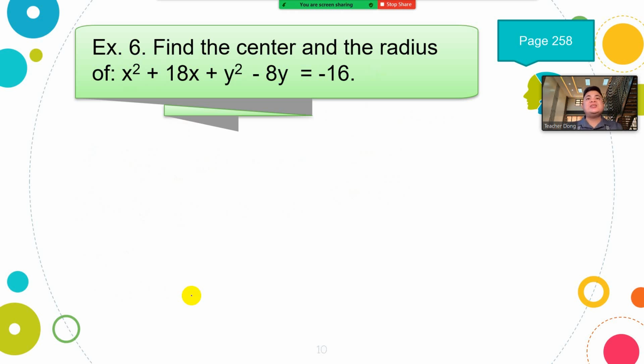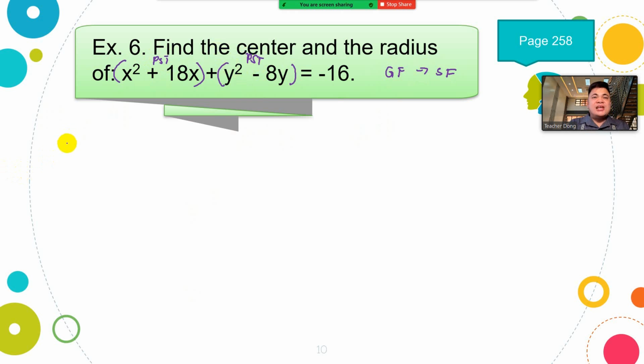Example 6. Find the center and the radius of x squared plus 18x plus y squared minus 8y equals negative 16. This is still written in general form. We will transform it into standard form by regrouping. We will get h from x squared plus 18x, and we will get k from y squared minus 8y. We will be forming both perfect square trinomials.